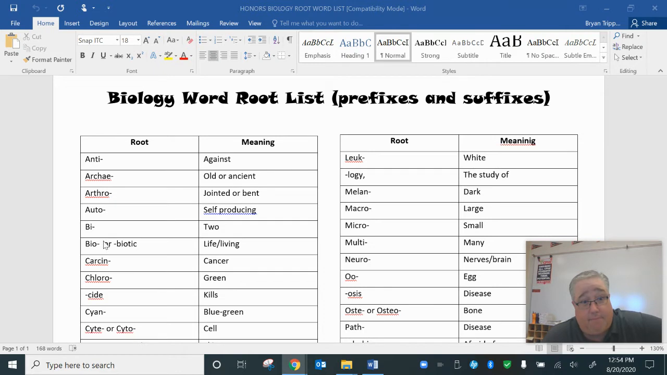This one right here, bio. I mean, this is biology, right? So that root word is in the name of our course. The term bio means living or life, and if you look over here on the right hand side, you see this suffix, logy. That means the study of. You guys have probably seen logy in a whole bunch of other words.